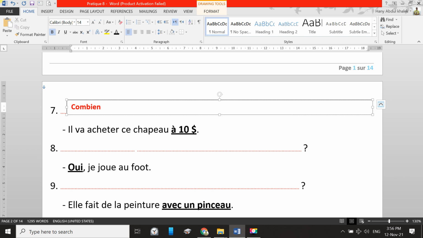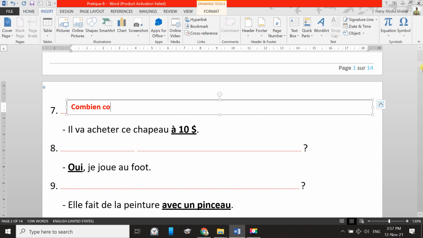Combien mesure, we're talking about la taille. Je suis grande, je mesure 1,50 m par exemple, like that. Combien pèse? We're talking about the weight. Okay, here, combien coûte? Okay, let's bring chapeau. This is chapeau. Combien coûte? Okay, ce chapeau. Combien coûte ce chapeau? Okay, how much does it cost, this hat?